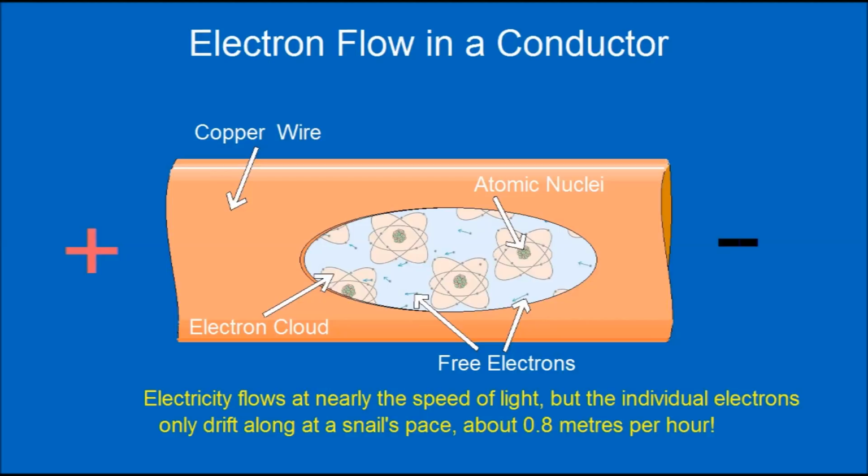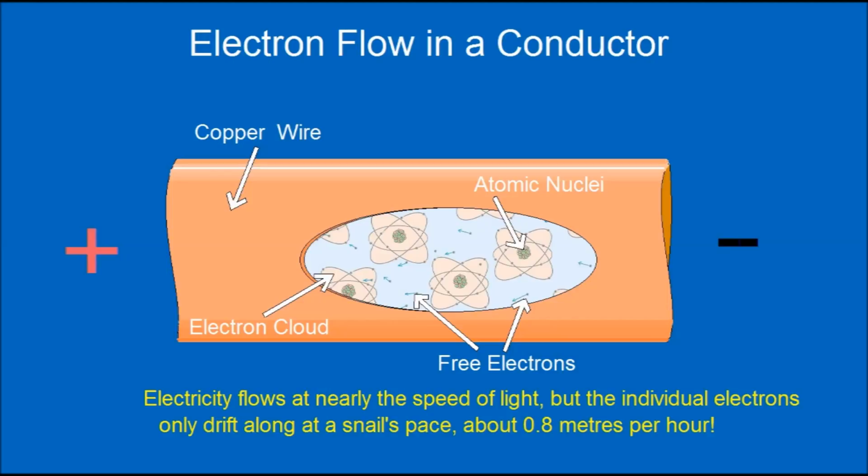In the center of each atom is its nucleus, which is surrounded by a number of electrons in their orbits. This is sometimes referred to as the electron cloud. The outer electrons in this cloud are the valence electrons, which, in conductors, are not tightly bound to their atoms. They are free to move from atom to atom under the influence of an electric field.